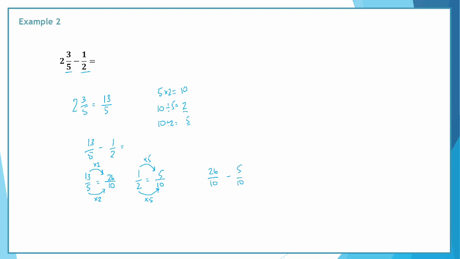Now since we have common denominators, 10 here and 10 here, the same number, to answer this becomes very simple. So we know our answer is going to be over 10. And simply to get our top number, it's just going to be 26 minus 5, 21.